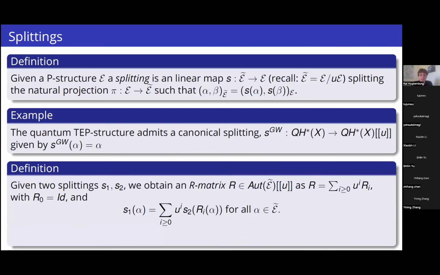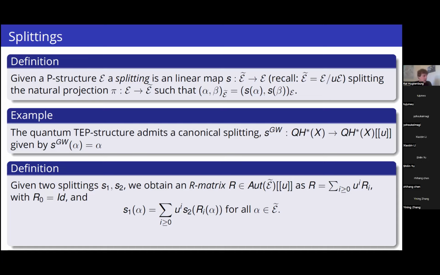And why are these splittings interesting? Suppose that we have two different splittings, S1 and S2. Then you can relate them via a gadget called an R matrix, which keeps track of what the splitting does. What is an R matrix? It's a power series in automorphisms of E tilde. There's a formula you can write down for how to construct this R matrix, but the main thing to take away is that if you have two splittings, you automatically obtain an R matrix.